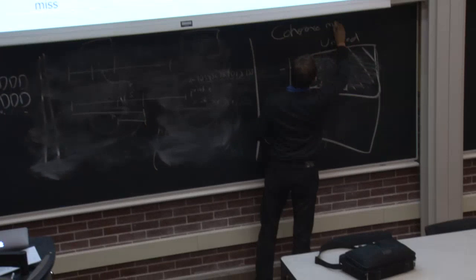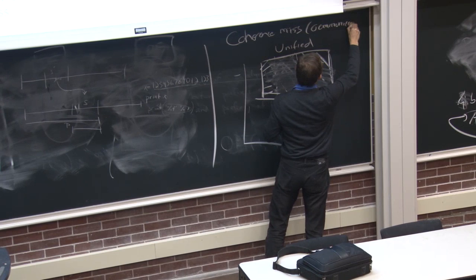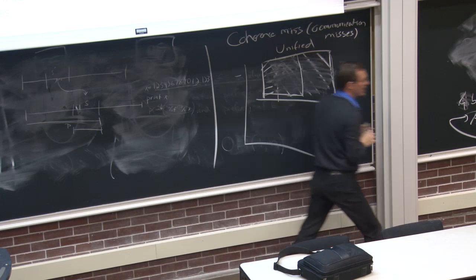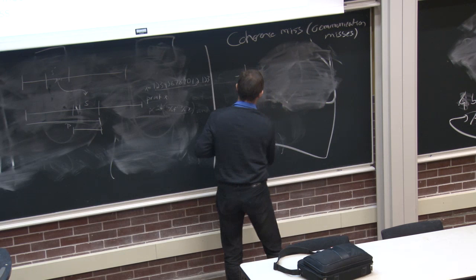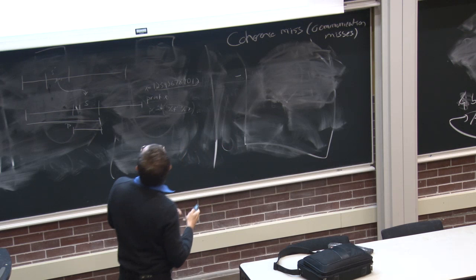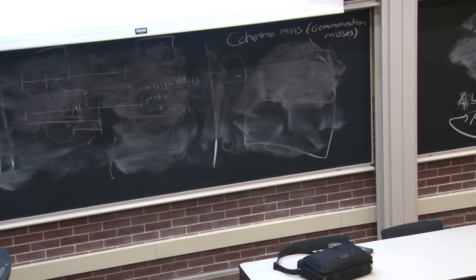Or communication misses. The miss happens because the data is communicated between one processor and the other processor. Okay. So how do you actually reduce each miss type? We'll cover the coherence communication misses later on. Compulsory misses you cannot reduce by just caching, right? By definition. You need to prefetch the data.